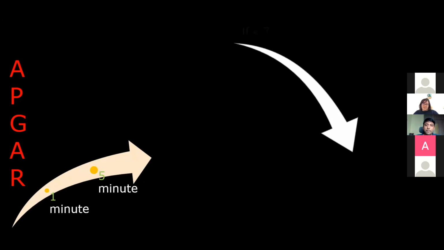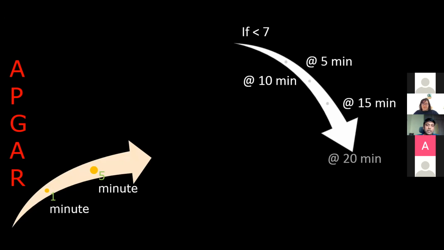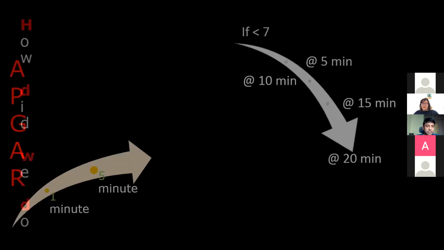The time to do the Apgar score is on the first minute, and the second Apgar score needs to be done on the 5th minute. If it's more than 7 and the child is actively sucking the mother's breast, that's all fine. If the Apgar score is less than 7, you keep repeating it every 5 minutes till 20 minutes duration to see how the child progresses.